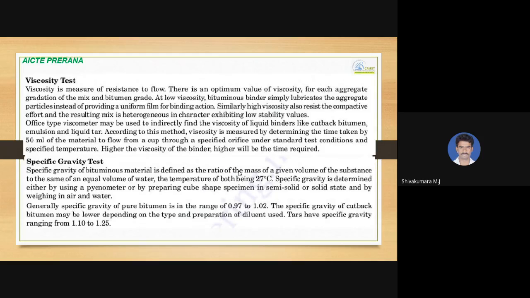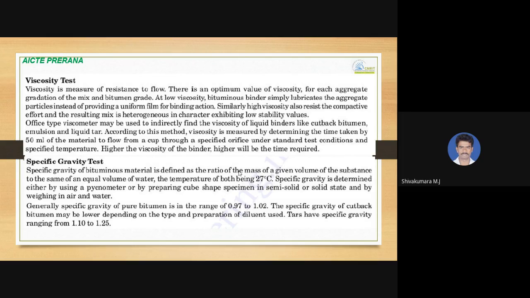Next test is the viscosity test. Viscosity is a measure of resistance to flow. There is an optimum value of viscosity for each aggregate gradation of a mix and the bitumen grade. At low viscosity, bituminous binders simply lubricate the aggregate particles instead of providing a uniform film for binding action. So the bitumen will not get adhered properly throughout the surface of the aggregate with a lower viscosity.